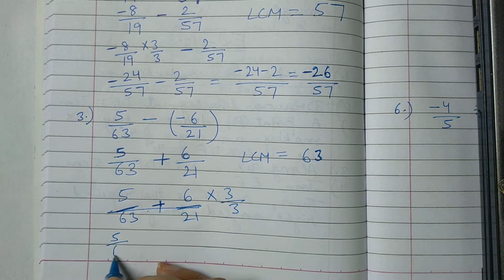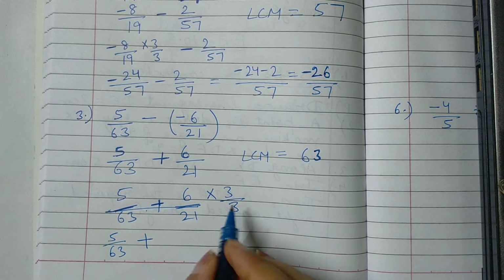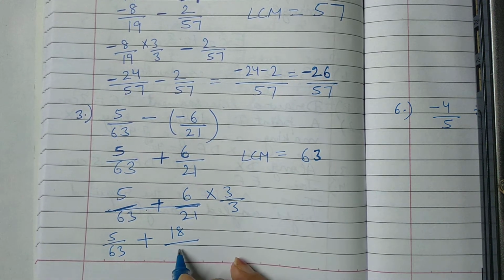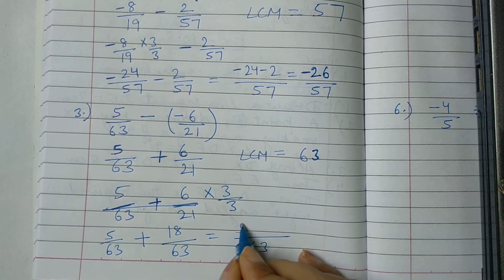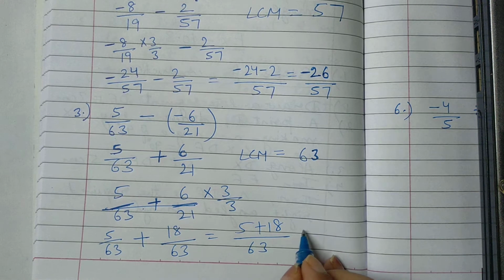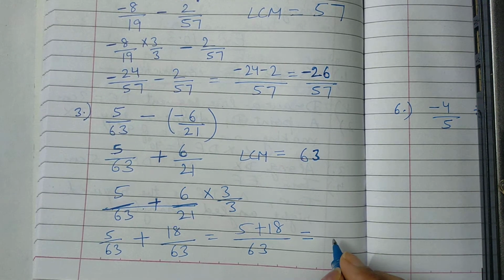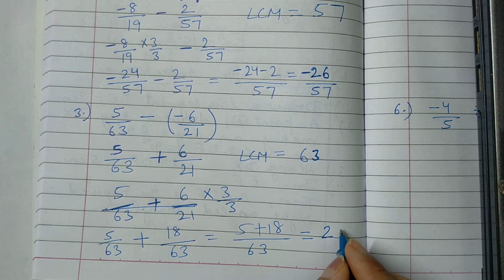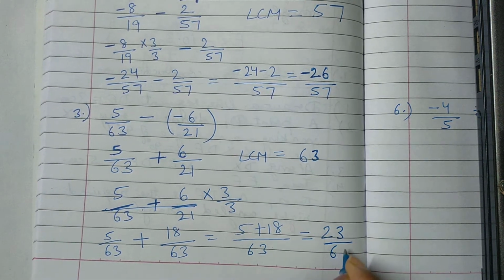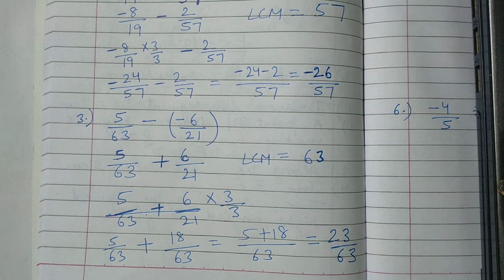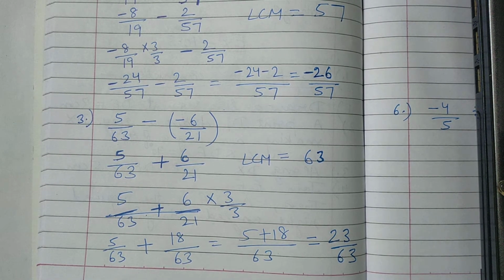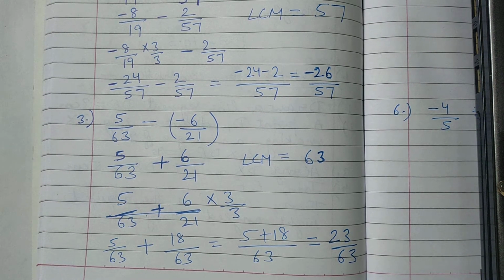It will become 5 upon 63 plus 18 upon 63. So the denominator will be 63. 5 plus 18 is equal to 23. It is 23 upon 63. This is the answer. So that's how we have to perform addition and subtraction. Now we will learn how to perform multiplication and division on rational numbers.